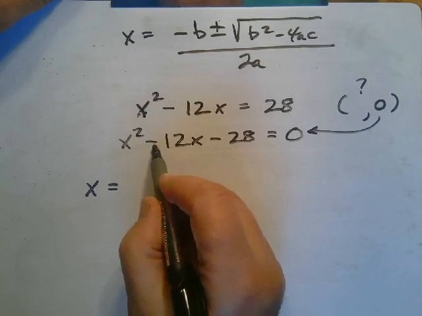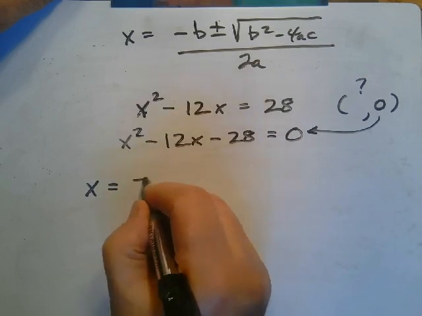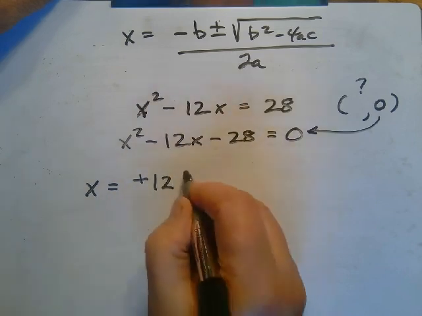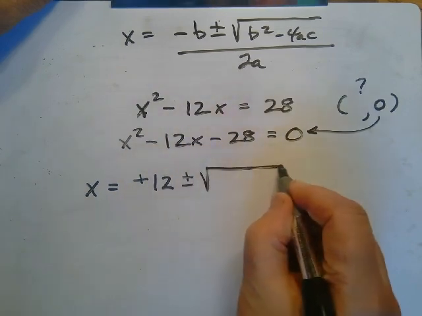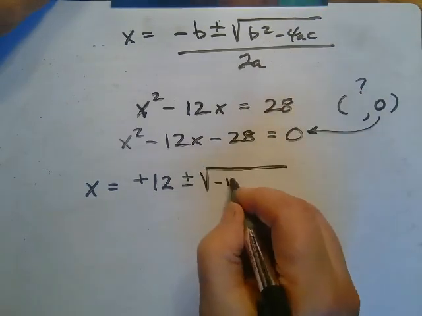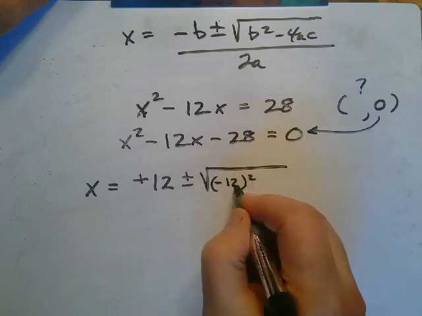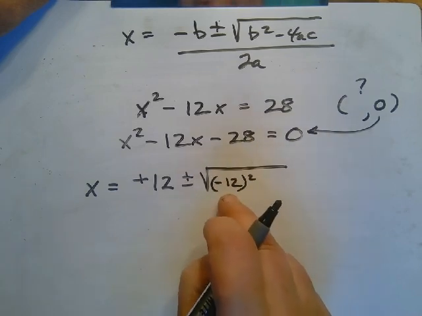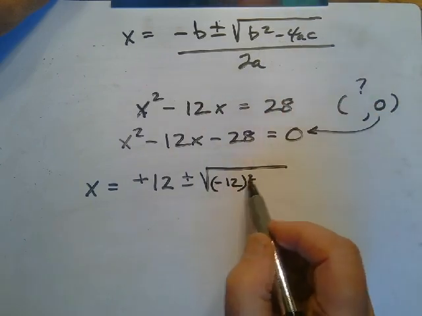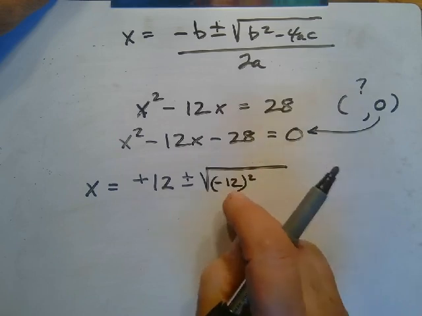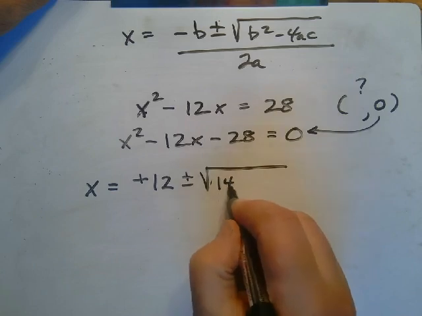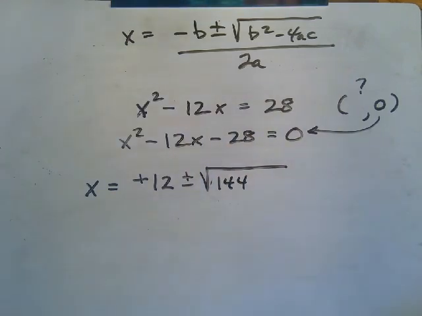Negative b. Well, that'd be a negative 12. So I'm going to go negative 12. A double negative there gives me positive. Plus or minus the square root of b squared. Now I could show that here. I could go negative 12 squared, but sometimes it's just easier to do the arithmetic on some of these in my head. B squared, oh, that's negative 12 squared. Well, what is negative 12 squared? Negative is positive, so this is 144. Sometimes it's just quicker to do a little bit of arithmetic in your head.